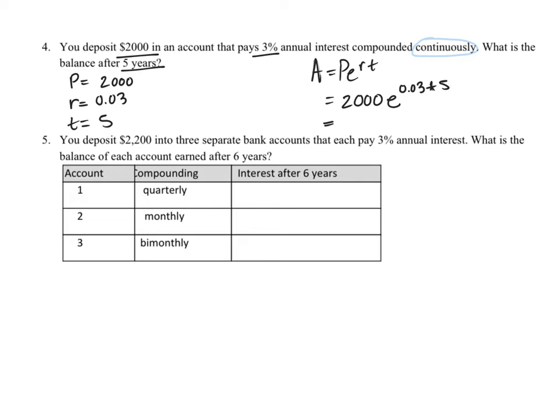You're just going to plug this in your calculator. Remember, you need to find the e button. So I'm going to show you how you can find the e button again using your calculator. So I'm going to switch my camera again.